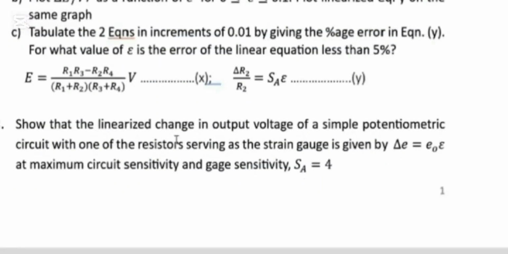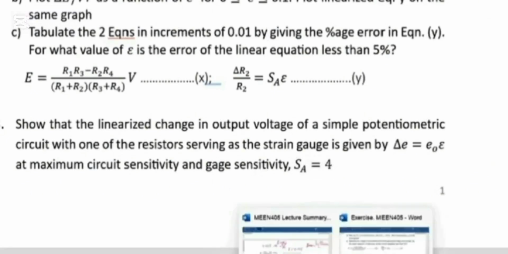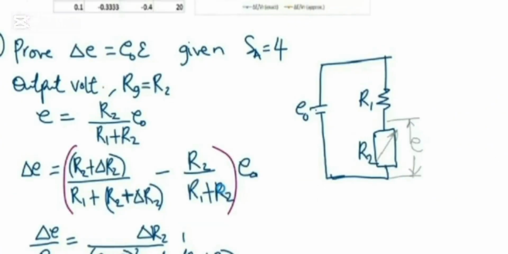The next question says that show that the linearized change in output voltage of a simple potentiometric circuit with one of the resistors serving as a strain gauge is given by change in E equal to, this is also similar, change in output voltage, which is equal to what? Input voltage multiplied by the strain values at maximum circuit sensitivity. And gauge sensitivity SA equal to what? 4. When you are giving gauge sensitivity, it means the strain gauge sensitivity. So let's look at this question.